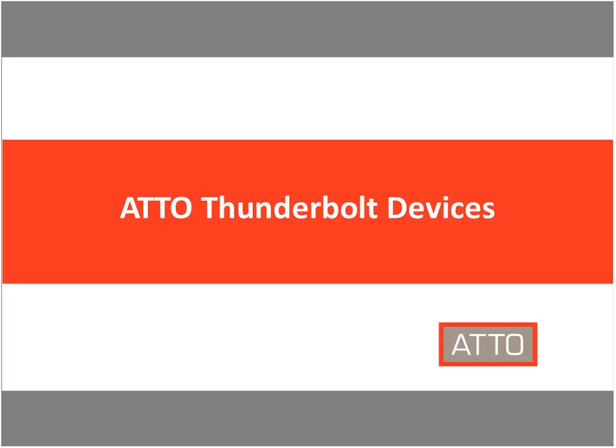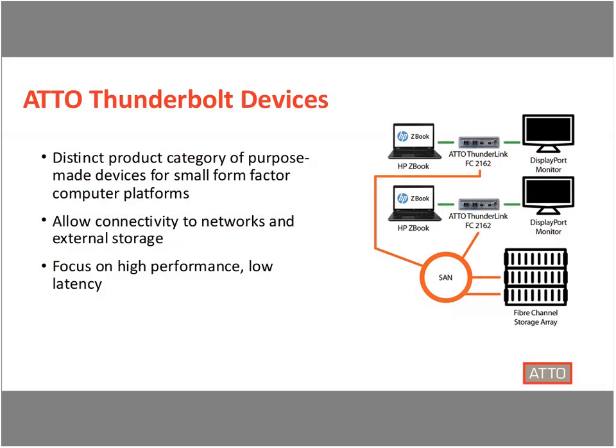So now we're going to look at what ATTO has in terms of our Thunderbolt devices. ATTO has a long history in developing storage and network connectivity products, such as network interface cards and host bus adapters. With Thunderbolt-enabled hosts, there's an absence of a PCIe slot internally in the computer. So fiber channel, SAS, Ethernet, and RAID connectivity now happens externally via an ATTO Thunderbolt device. ATTO Thunderbolt devices provide the same connectivity to storage area networks, local area networks, and storage devices that can be expected from ATTO products, and always focus on high performance and low latency.